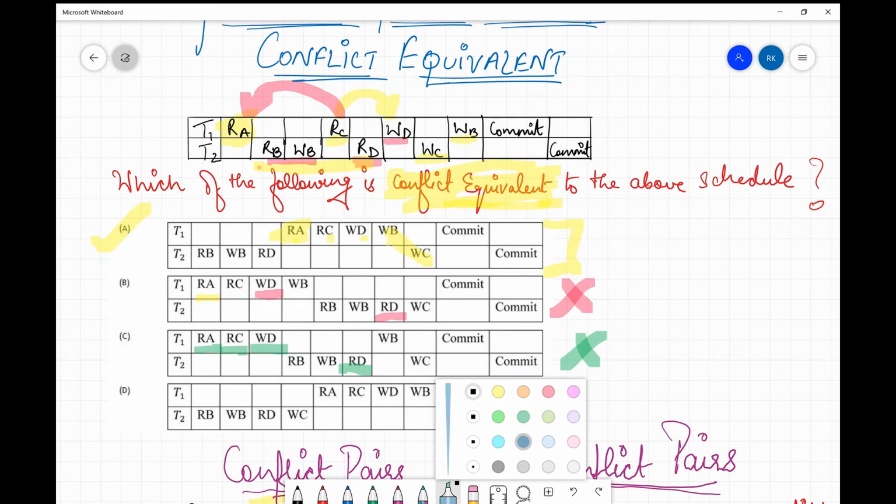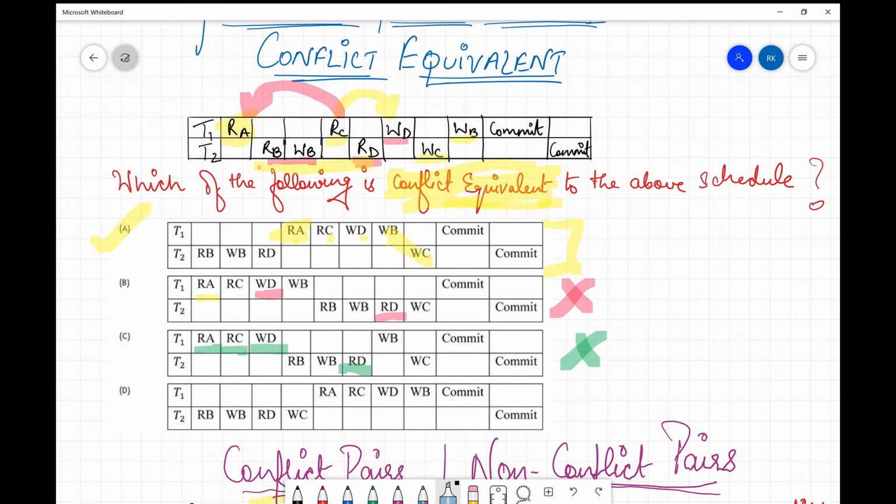Let's see what is the issue over here. Okay, so they have taken RA towards the end of these four elements. So RA again does not form a conflict pair with these four because again the data items are different. So this is not a problem. Then RC in the original schedule was being performed after RB and WB, but it does not form a conflict pair with both of them because the data items are different. Let's see the situation over here.